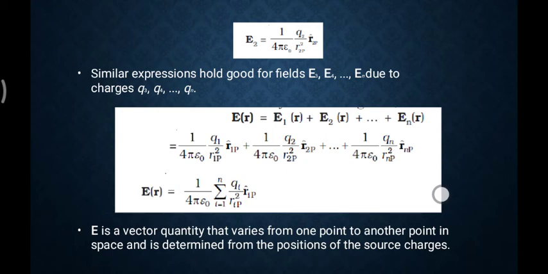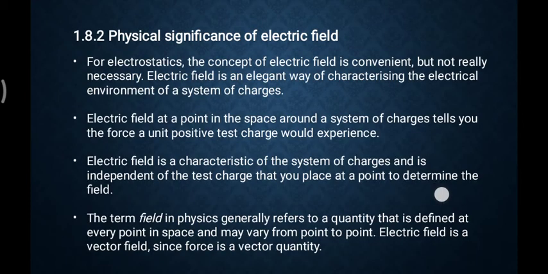E is a vector quantity, it can vary from one point to another point in space, and it is defined by the positions of the source charges. Where the source charge is, accordingly it can be defined. Okay, this is all about the electric field. Now, what is the significance of it? It is a little bit beyond your 11th or 12th class, sorry, but you have to understand it at this stage because it is in the book.